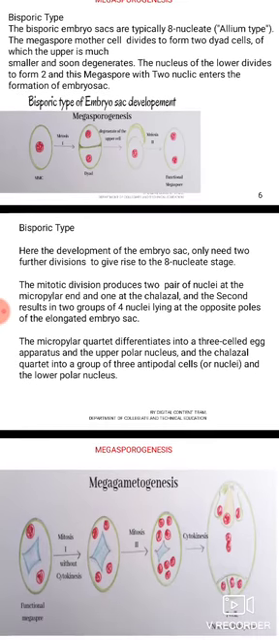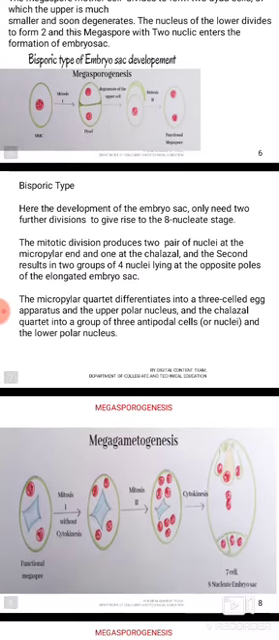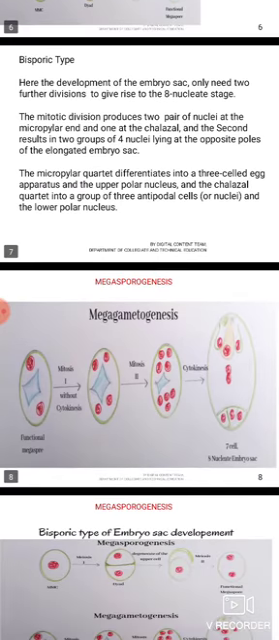The micropylar quartet differentiates into a three-celled egg apparatus and the upper polar nucleus, and the chalazal quartet into three antipodal cells and a lower polar nucleus.